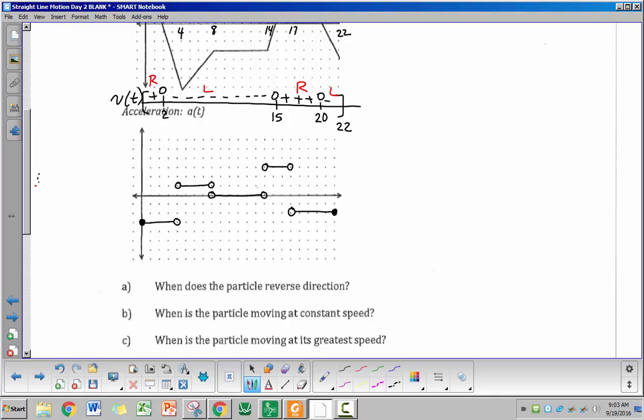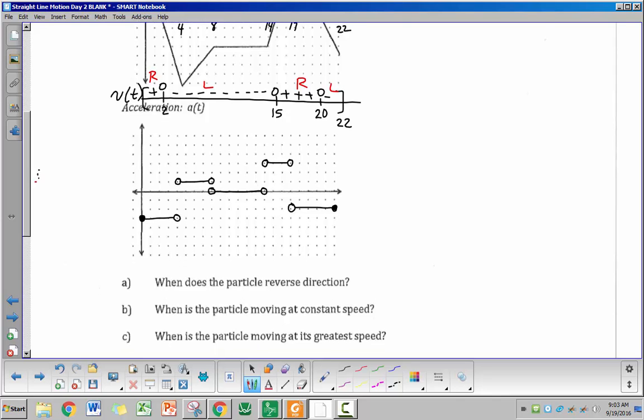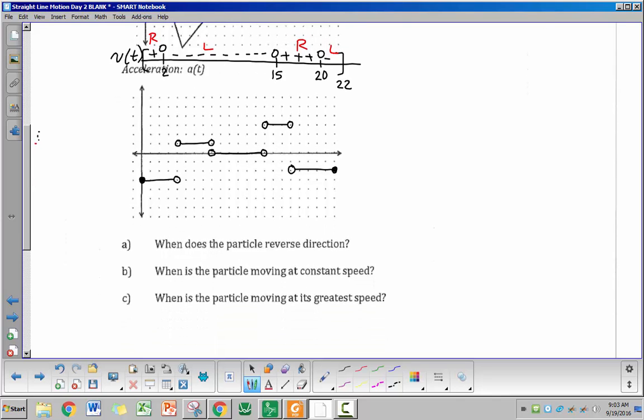So when does it change direction? At 2, 15, and 20, right? Why? If t equals 2, 15, and 20, since V of t changes signs. Does it matter if it went from positive to negative or negative to positive? It just changed signs.